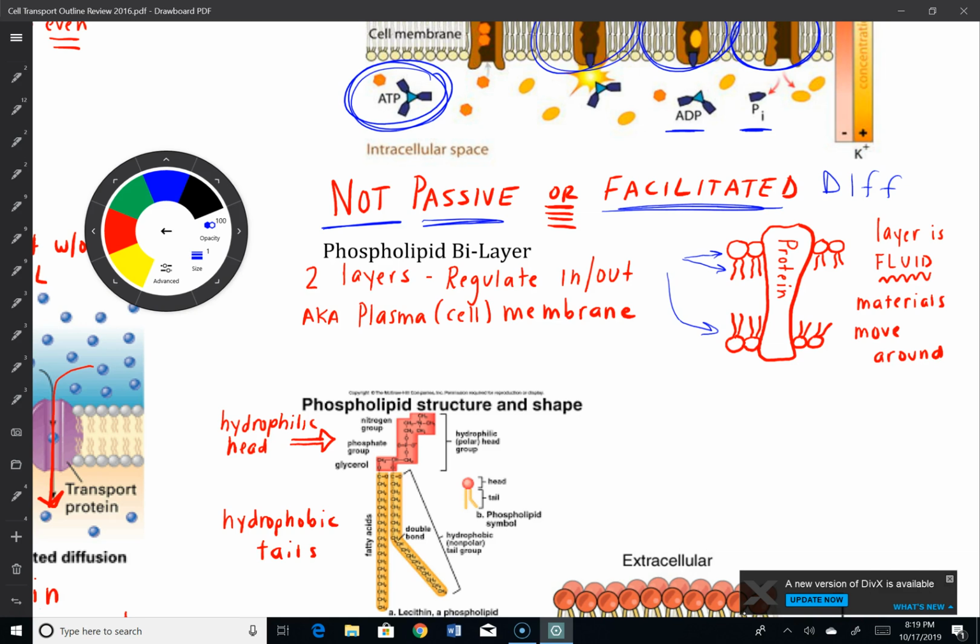Those proteins could be active transport pumps. They could be facilitated diffusion. They could do a lot of things. They could be receptors. And what's going to happen is that regulates the in and the out movement through the cell membrane. We will see a lot more of that as we go.